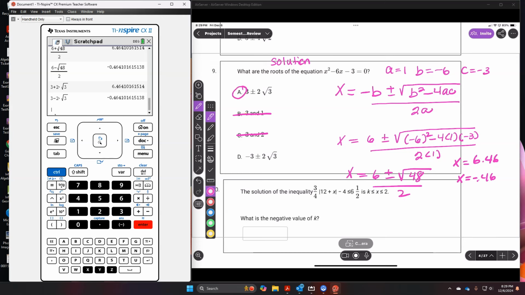So just remember to work it out, to write it in decimal form. That's probably the easiest thing to do for the tests, okay?